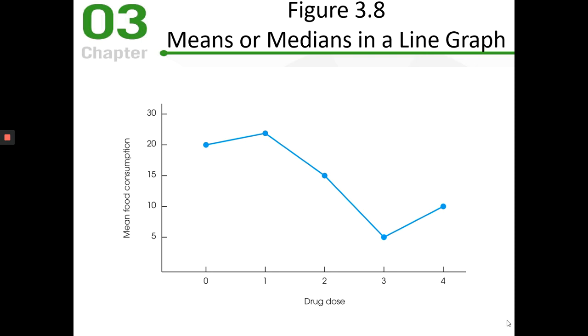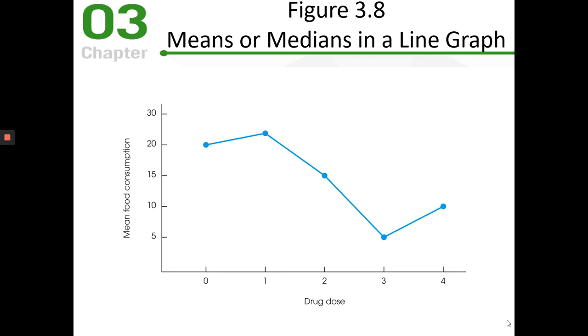And then we have the outcome. The outcome is mean food consumption. So maybe this is a diet pill. And that I would not advocate. I don't know why you would take pills to help you diet, but people have. We have mean food consumption, which is the dependent variable, the outcome we're looking at.